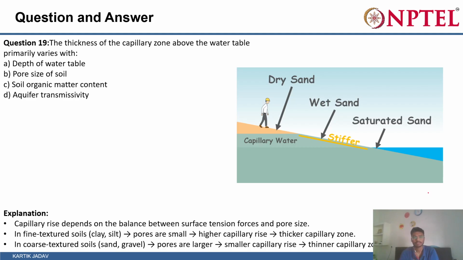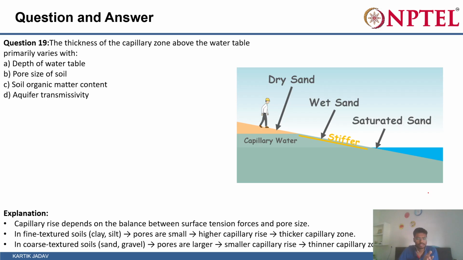Question number 19. Thickness of the capillary zone above the water table primarily varies with. We know that capillary rise depends on the balance between surface tension forces and soil texture. In fine texture soil like clay, the pores are small, so there is higher capillary rise and a bigger capillary zone. While in coarse texture soil, there are larger pores, smaller capillary rise and a thinner capillary zone.